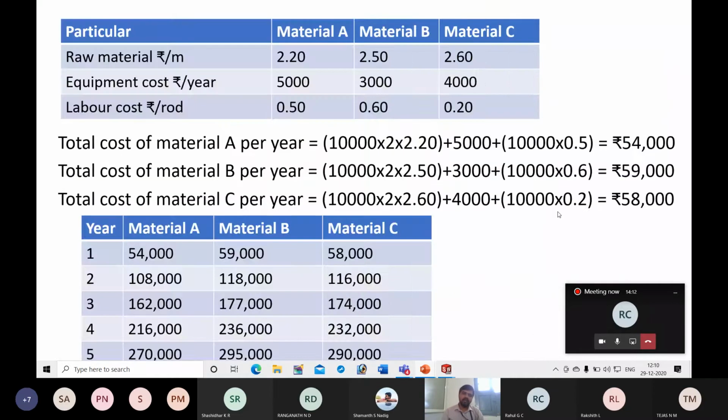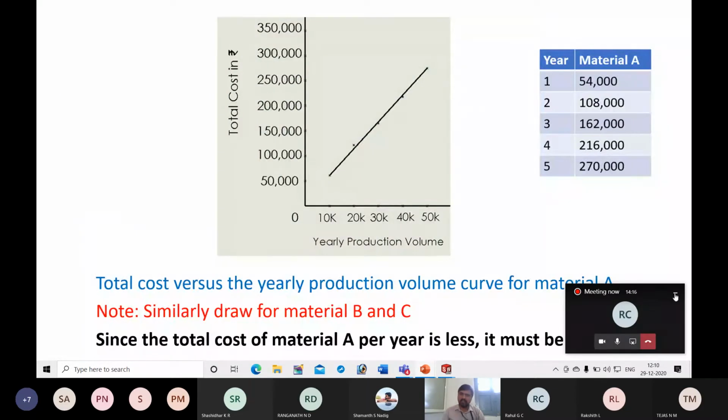So I have drawn for material A. I have drawn using SolidWorks, but you can draw using graph sheet in the exam. So this is total cost versus the yearly production volume for material A. The annual production volume is 10,000. Since I cannot write 10,000 with 3 zeros, I have used K. That means 10,000, 20,000, 30,000, 40,000, 50,000. Every year, since the production volume is 10,000, I am considering 10,000 as 1 unit in the graph.